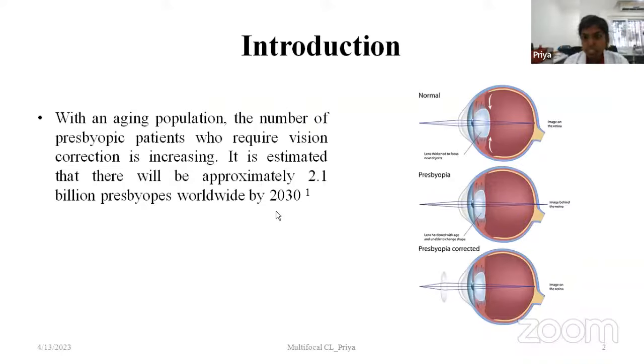For normal individuals, the image is focused on the retina. But for presbyopes, the lens hardens and is unable to change shape, so the image forms behind the retina. With the help of plus lenses, presbyopia is corrected and the images fall on the retina.